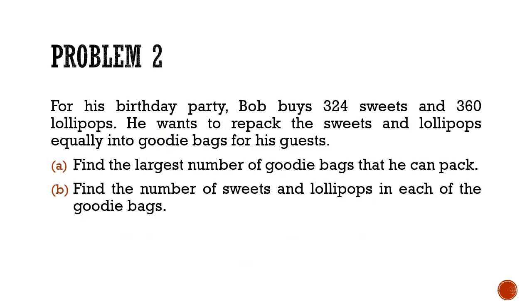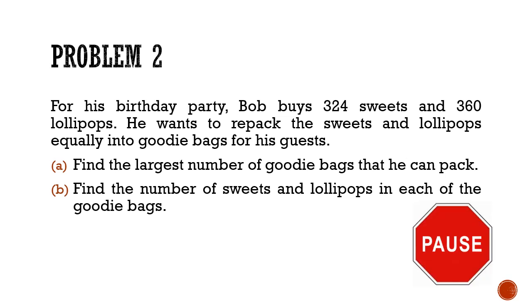Problem 2. For his birthday party, Bob buys 324 sweets and 360 lollipops. He wants to repack the sweets and lollipops equally into goodie bags for his guests. Part A. Find the largest number of goodie bags that he can pack. And part B. Find the number of sweets and lollipops in each of the goodie bags. Pause the video here and give this question a good try.